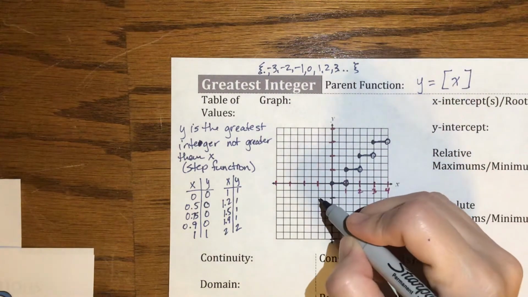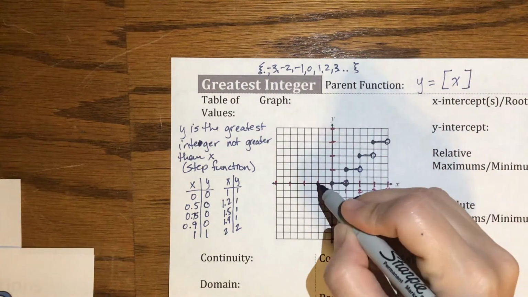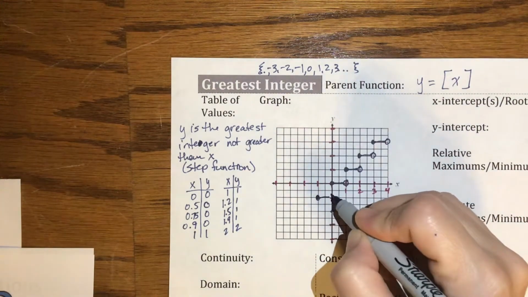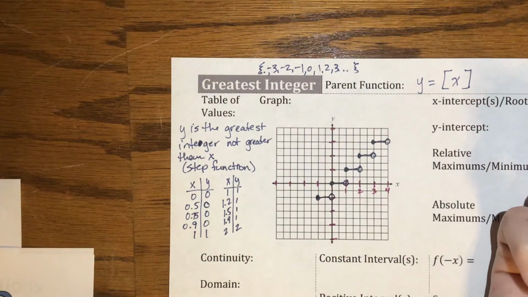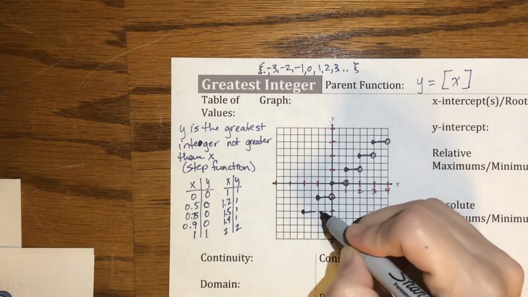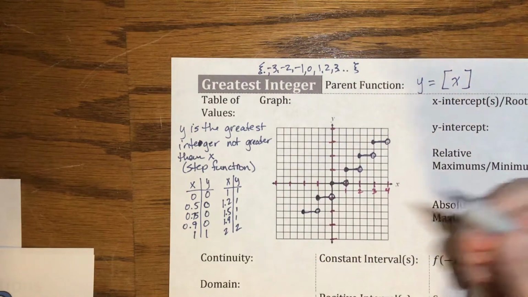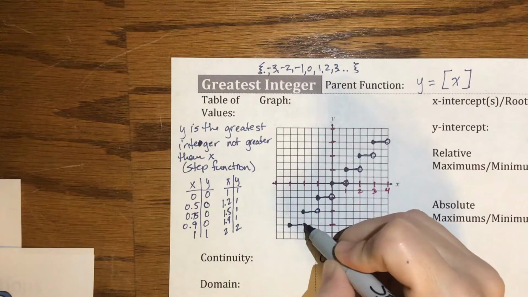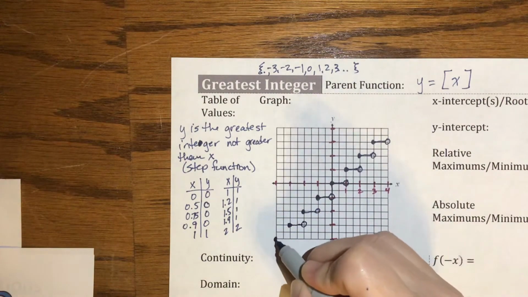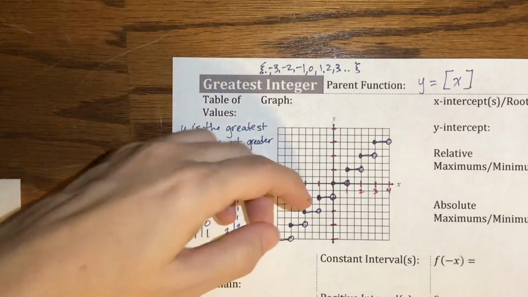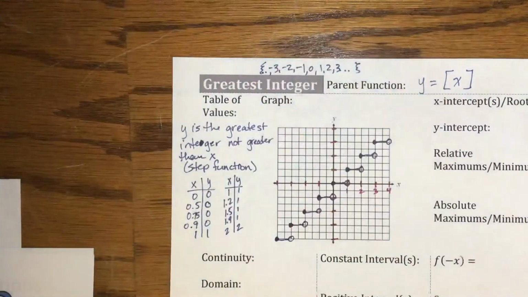Going backwards, starting at -1 and going to 0, it's going to be -1. Starting at -2 and going to -1, it's going to be -2. And so on. You see why it's called a step function? Climbing the steps.